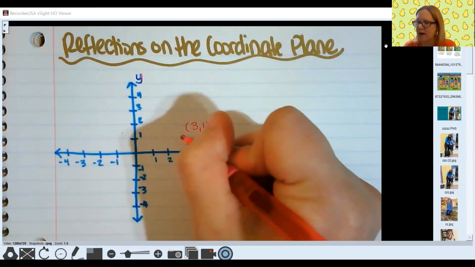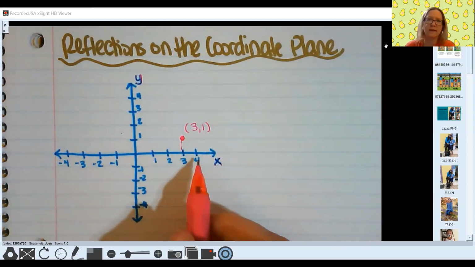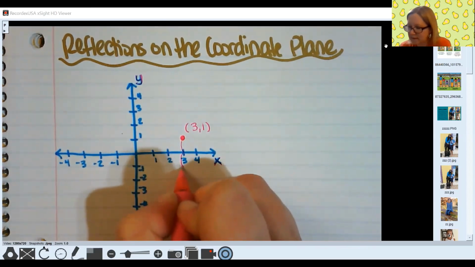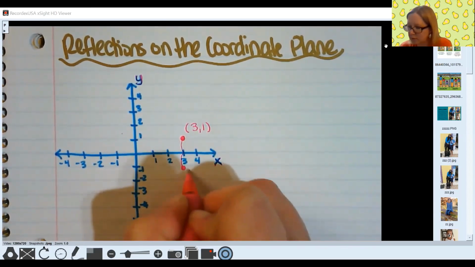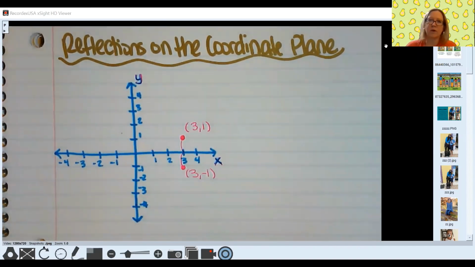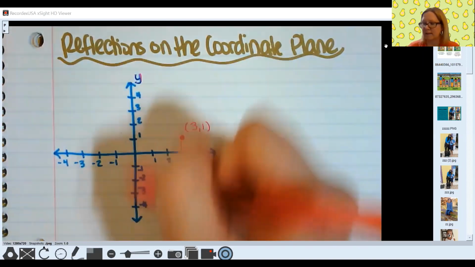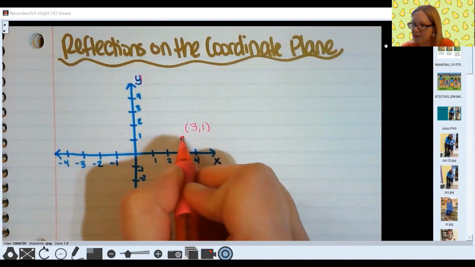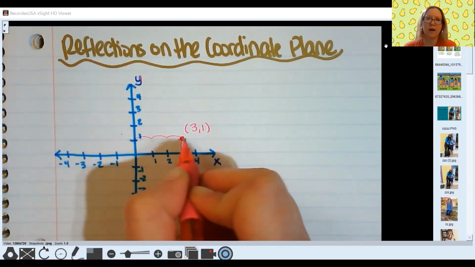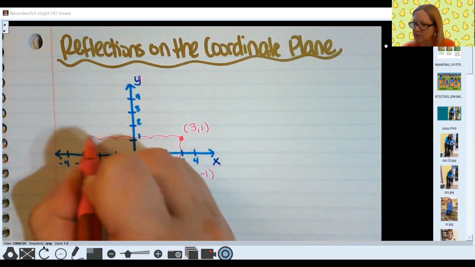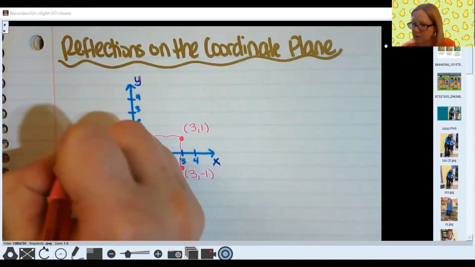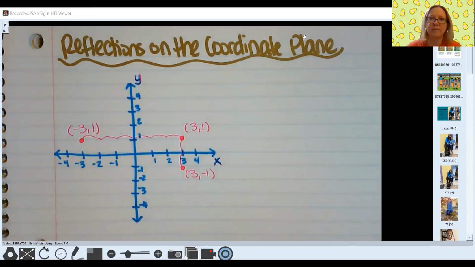Right now, (3, 1) is 1 unit above the x-axis. If I was going to reflect it, I would take that 1 unit below the x-axis. So that reflected point would be (3, -1). If I ask you to reflect that instead across the y-axis, I'm literally flipping it over the y-axis, so it's going to cross over. Right now, this point is 1, 2, 3 units to the right of the y-axis. Well, I would go 1, 2, 3 units to the left. And so if I reflect it across y, my new coordinates would be (-3, 1).